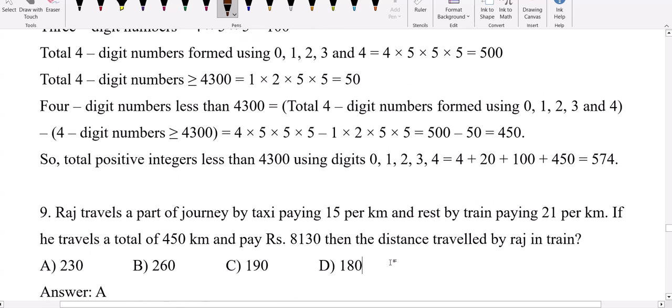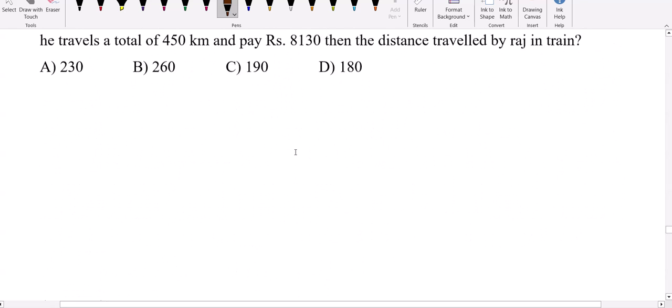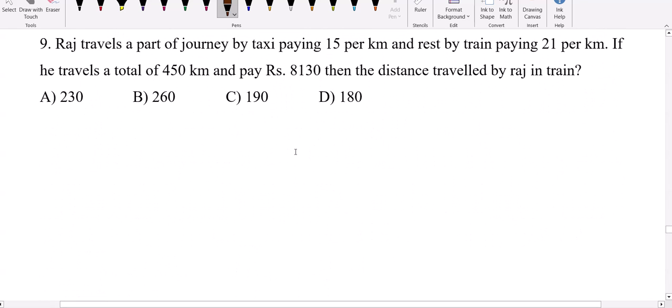Next, a time and distance related question. I set only 10 questions in advanced quant. Then we'll see one set of advanced reasoning, then we'll go for the other things later. Now, Raj travels a part of the journey by taxi, paying 15 per kilometer, and the rest by train, paying 21 per kilometer. If he travels 450 kilometers and paid 8,130, the distance traveled by Raj in train is what?